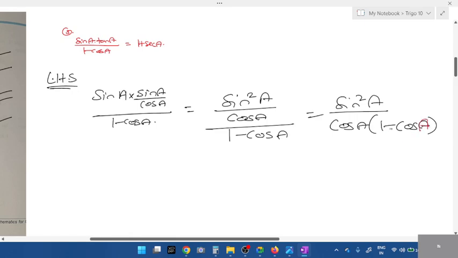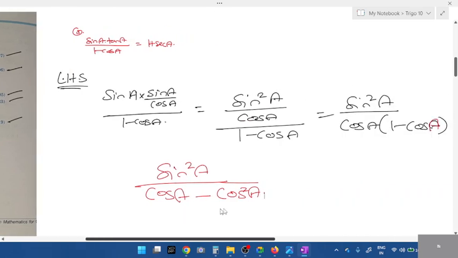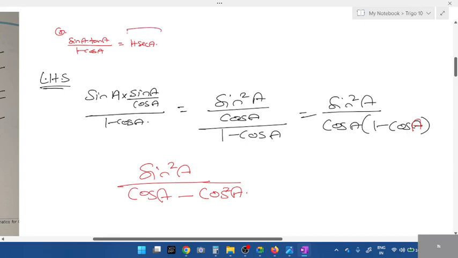Is this clear? Till here did you understand? Next, sin square A, I keep sin square as it is. Open the bracket, students, and multiply this. When you multiply, what do you get? Cos A minus cos A into cos A, which is cos square A. The question is sin A into tan A divided by 1 minus cos A. Next, what are we supposed to convert this into? You have to convert it to 1 plus sec A.